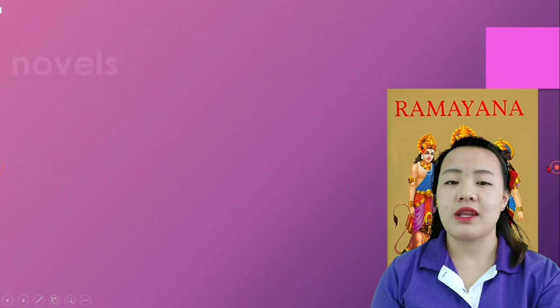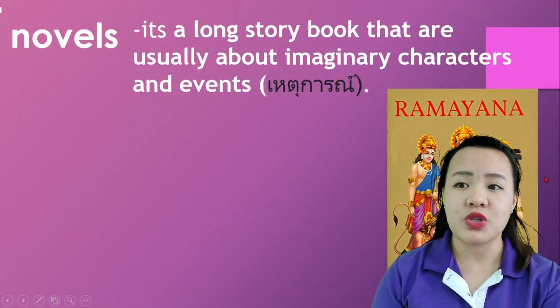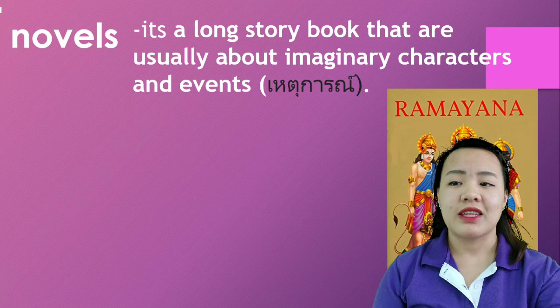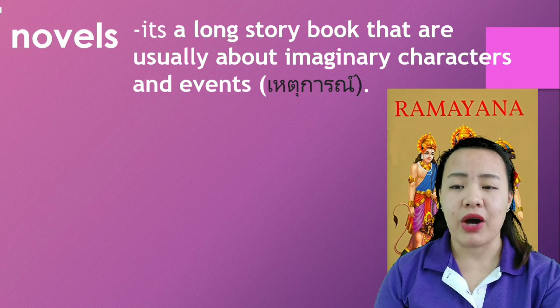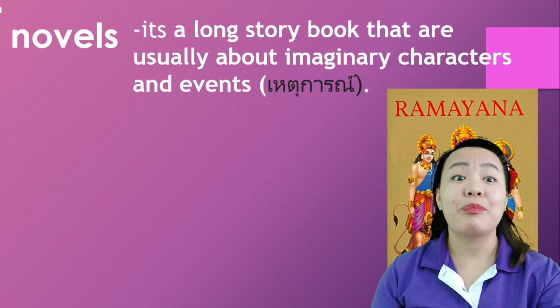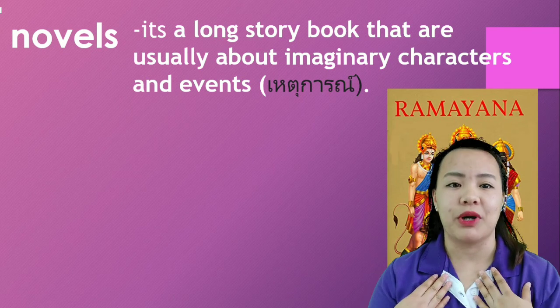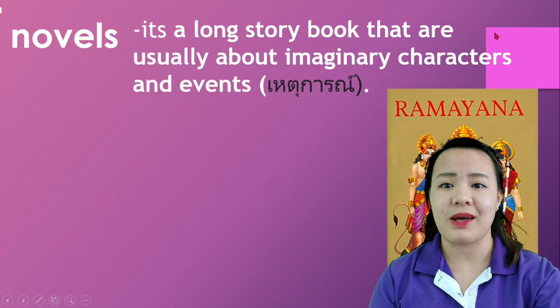Next is novels. What are novels? Novels are a long storybook that is usually about imaginary characters and events. They are just imaginary, made by a person. So it's a story made by a person. These are some examples.